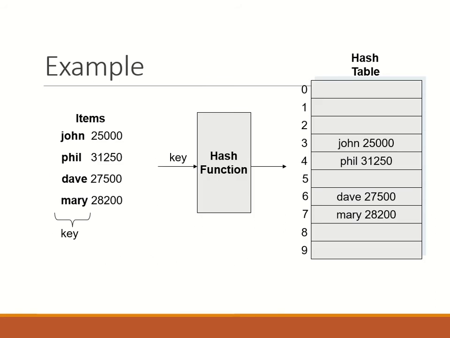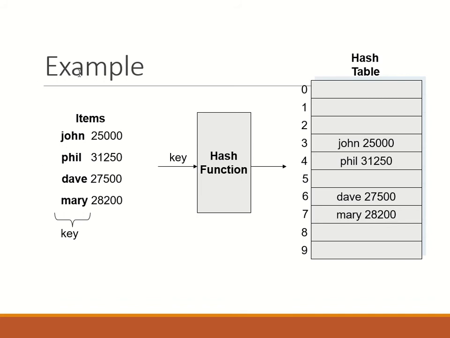So this is a pictorial representation. Here you have got these many items. One key is John 25,000. The next key is Phil 31,250. The third key is Dev 27,500. Mary 28,200. So this pair of a name along with their salary is one single key.